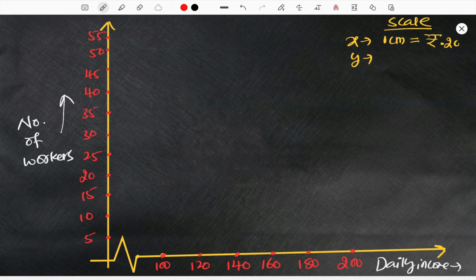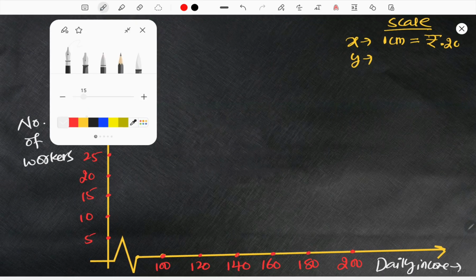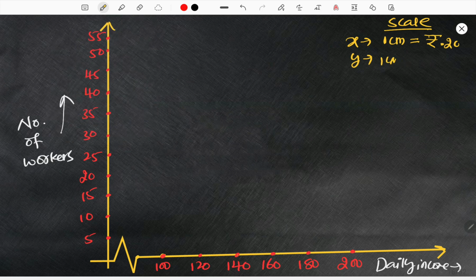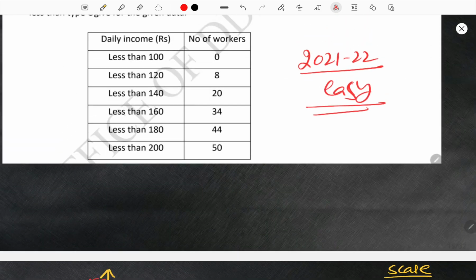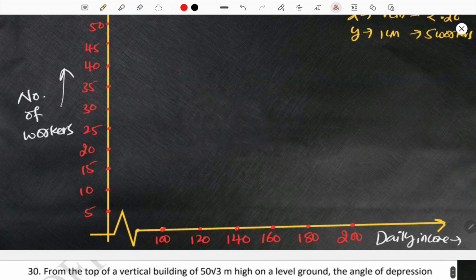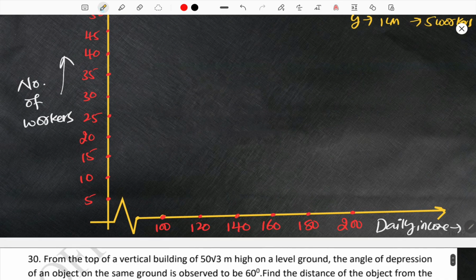Look at this, how this graph is looking. Now on the y-axis, what do I have to take? 1 centimeter is equal to 5 workers I have taken. This is very important. Please dear children, pay attention here while filling all this data. You should be very careful. Now for 100, less than 100, how many are there? 0 are there. Less than 100, nobody is there. So where does this point come? This point comes here only.